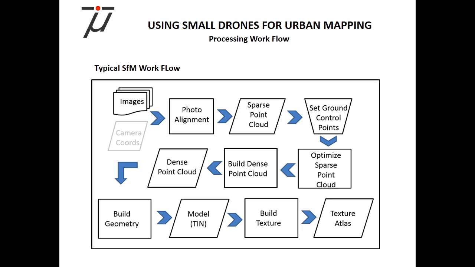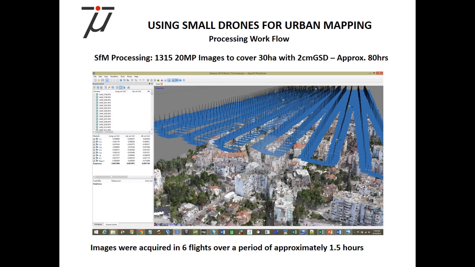When you set your ground control points, you observe the image coordinates, in other words, and then optimize the sparse point cloud geometrically, and then only do you build a dense point cloud, which is the bulk of the effort in processing. And build geometry, build a TIN, get the model out, and wrap the colors around it. And you end up with a texture atlas and a 3D model.